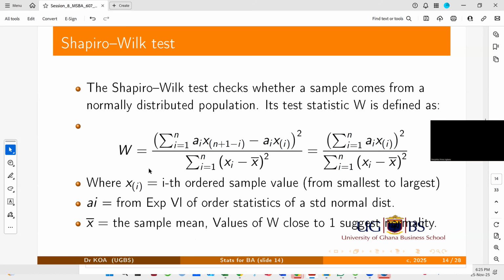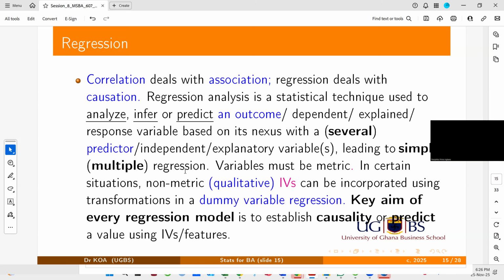But normally the software will do this particular one. So I would rather give you these results and then you interpret them. My interest is in the interpretation. So we'll look at the Shapiro test for this data when we come to Python or the Jupyter notebook.